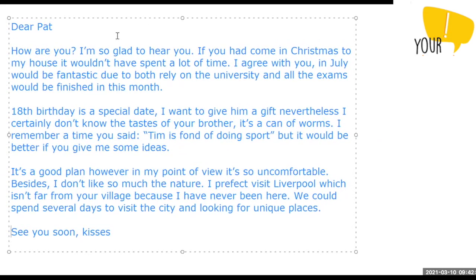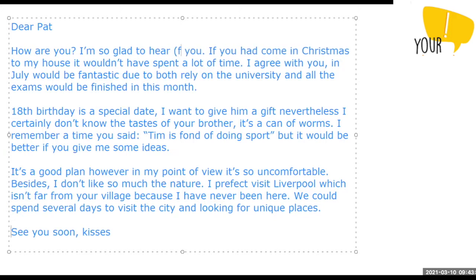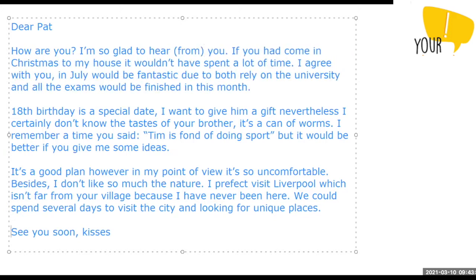So let's look at the first paragraph. In the first two sentences, can you guys see any grammar mistakes there? What's going on here? I'm not sure if it's correct, but it's not hear from you. Exactly, it's hear from you. To hear you would just be to hear their voice, right? To hear from you is to receive news.